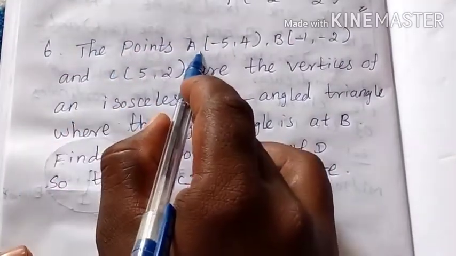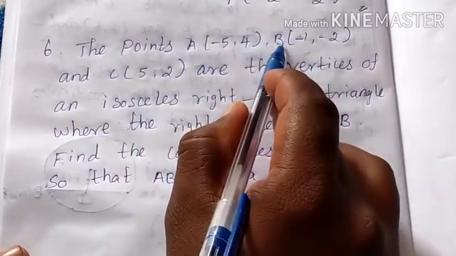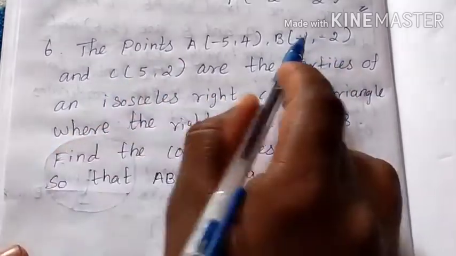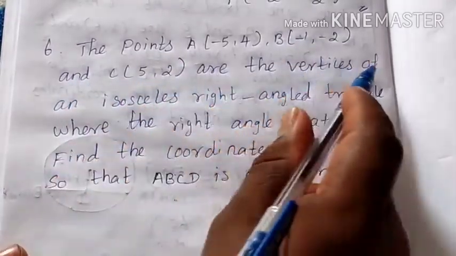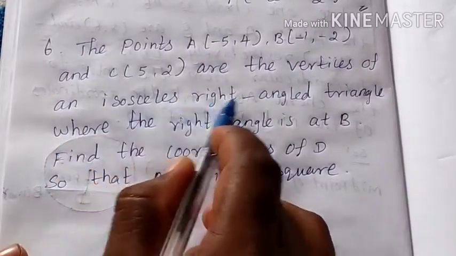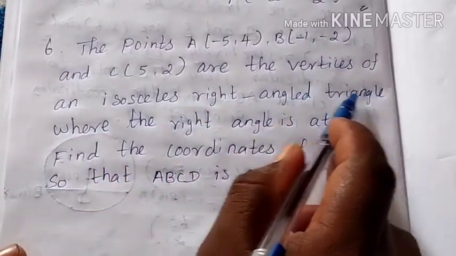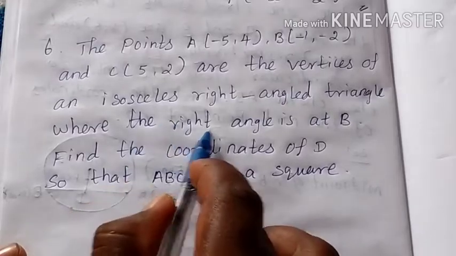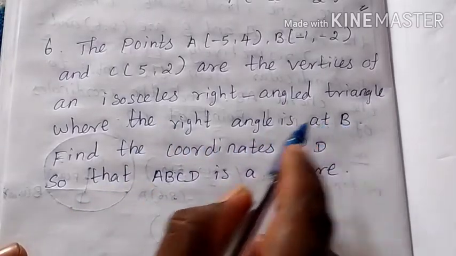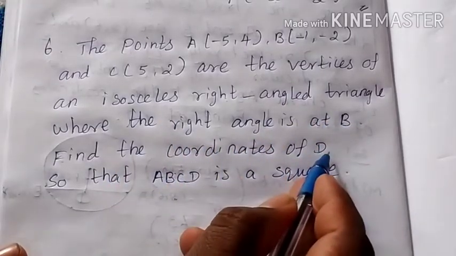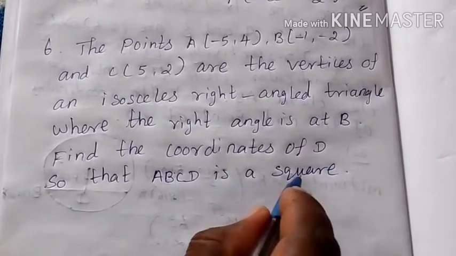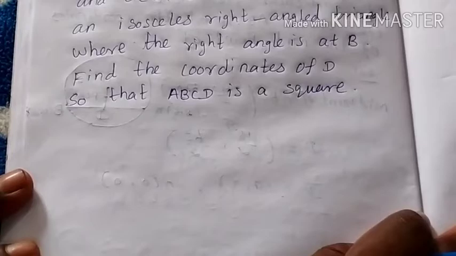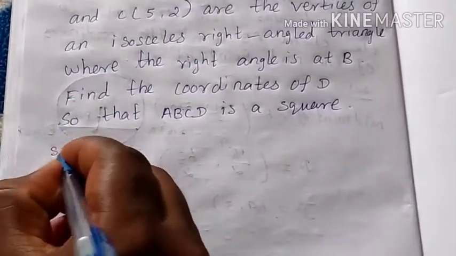The points A (minus 5, 4), B (minus 1, minus 2) and C (5, 2) are the vertices of an isosceles right angled triangle, where the right angle is at B. Find the coordinates of D so that ABCD is a square. Okay, the solution.